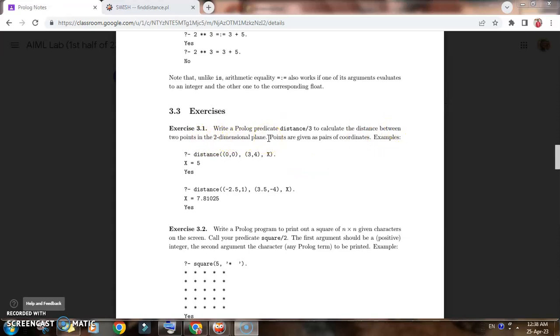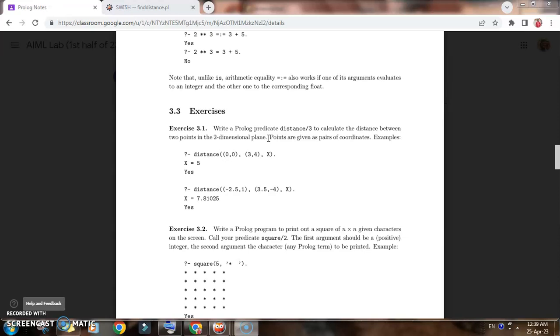Okay, and if you want to calculate in a three-dimensional plane, then which formula do we have to use? We have to use the square root formula, that is square root of (x2 minus x1) square plus (y2 minus y1) square plus (z2 minus z1) square. So that formula we will use to calculate the distance between points in a three-dimensional plane. We will solve both and we will see how to write the rule.